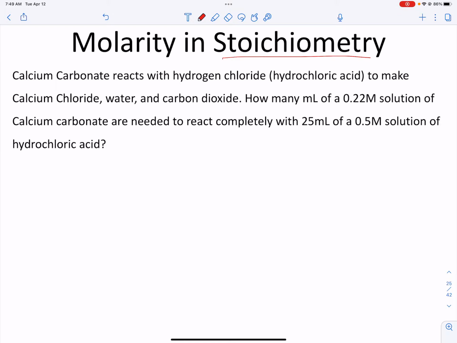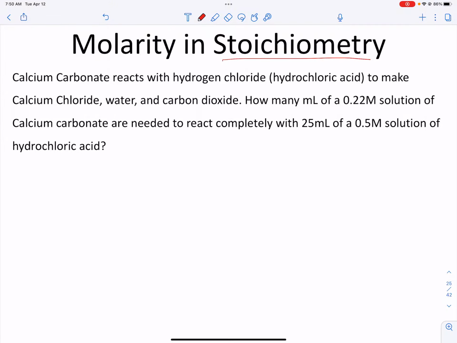So calcium carbonate, let's read the problem, reacts with hydrogen chloride, which is hydrochloric acid, to make calcium chloride, water, and carbon dioxide. How many milliliters, so this is what we're trying to find, of a 0.22 M, and I will read that as 0.22 molar, solution of calcium carbonate are needed to react completely with 25 milliliters of a 0.5 molar solution of hydrochloric acid. All right, so we have a solution of calcium carbonate, we have a solution of hydrochloric acid, they're going to react. We know the volume of our hydrochloric acid solution, but we want to say how many milliliters of our other solution we need to get the right reaction.